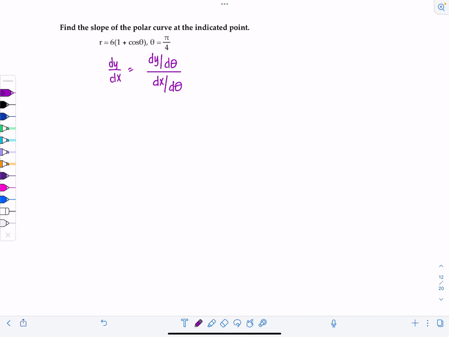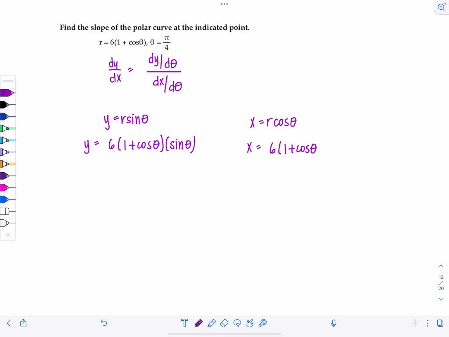But you're like, they didn't give me x and y, they just gave me r. I know, you got to go figure it out yourself. So y is r sine theta, which means y would be 6 times 1 plus cosine theta times sine theta. You got to make it yourself. And then x is r cosine theta, so x would be 6 times 1 plus cosine theta cosine theta. You see? So you make the parametric equations yourself from the polar equation. It's fine. Now let's take derivatives.